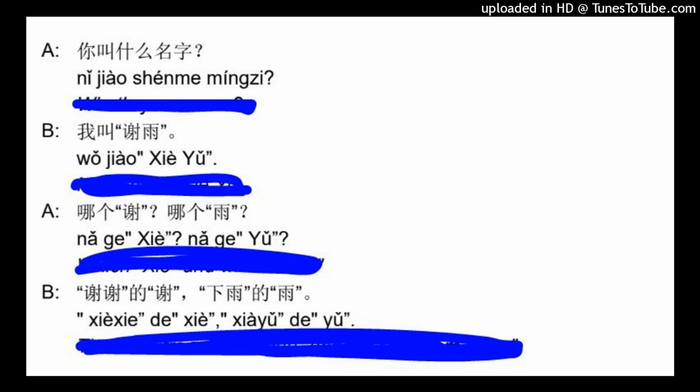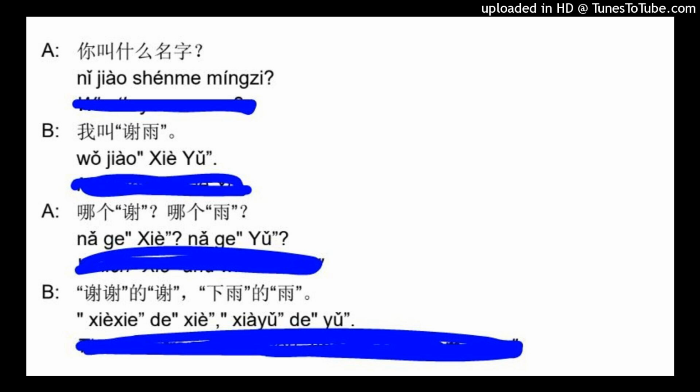That's right. Okay, so we won't really worry too much about the tones because this is just kind of a random name that has common characters in it. That's true. Okay, so again, can we hear the full question and the full answer? 好，你叫什么名字？你叫什么名字？我叫谢宇。我叫谢宇。 Okay, I'm called Xieyu, or my name is Xieyu.